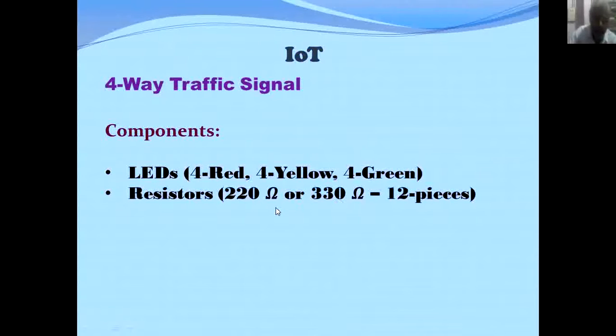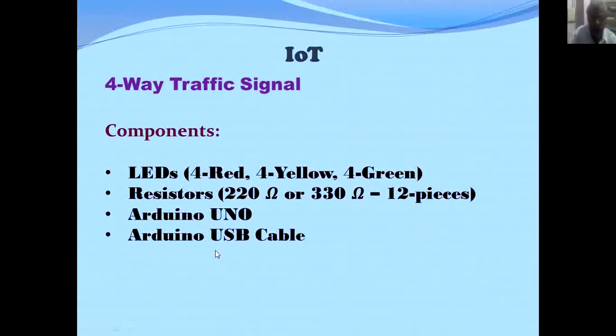Resistors, either 220 ohm or 330 ohm, 12 pieces, one for each LED. An Arduino UNO board, Arduino USB cable, jumpers and a breadboard. These are the components required for this 4-way traffic signal program.